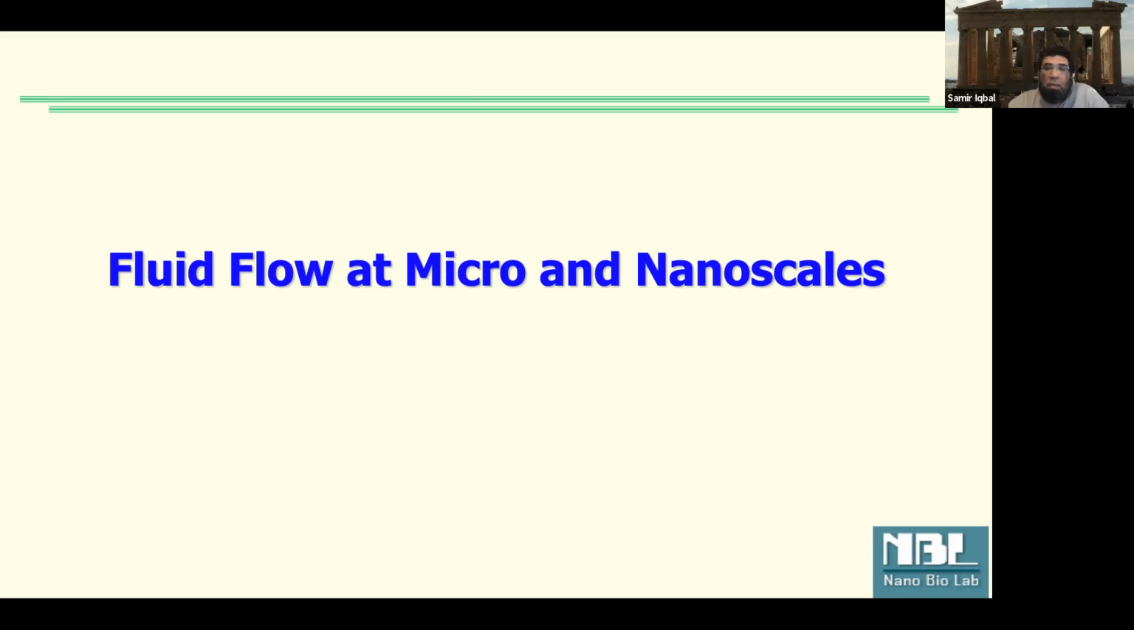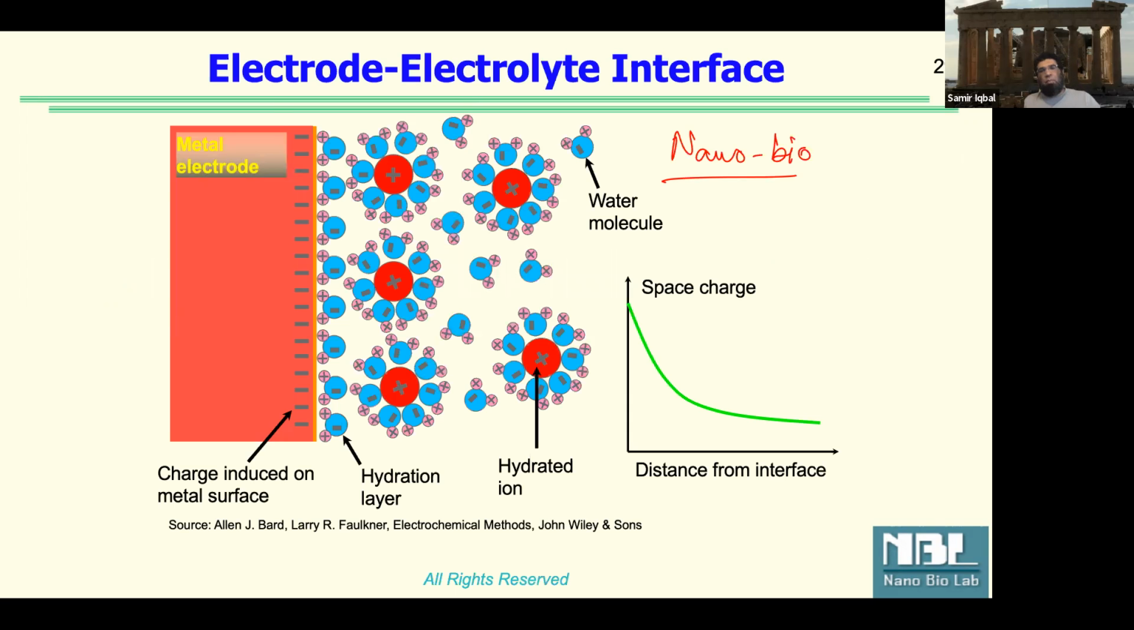But fluid flows at micro and nanoscale are different. And why is it important for us? Because for any sensor, we have to look at, for example, like in red, it is shown a metal electrode. It may be the sensor surface. We want to functionalize and we want to measure the biomolecules from liquid, right? So now what happens at that nano-bio interface? That's of our interest. And here I'm showing one important property, which is called electric double layer.